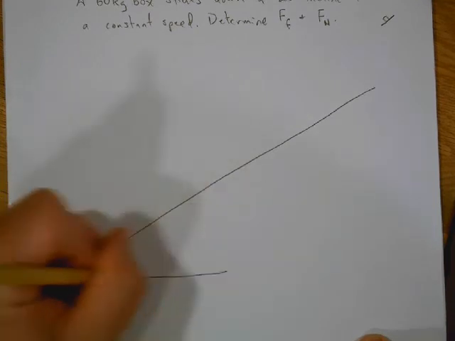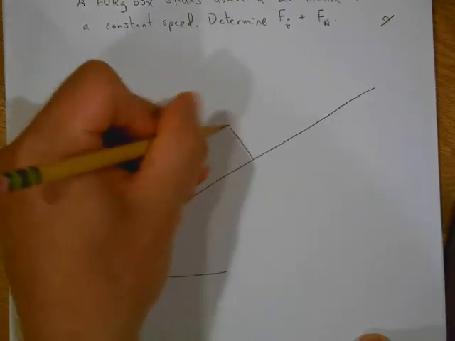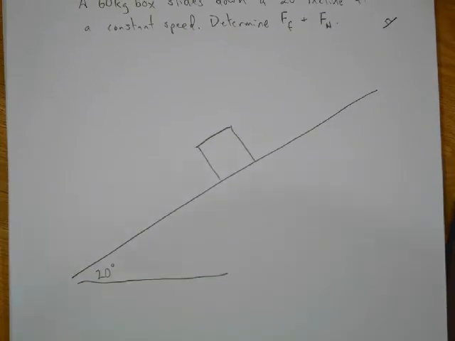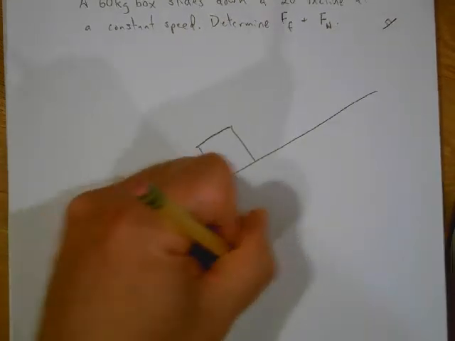Where this is 20 degrees. Here is my large box on an incline. Okay? You make it nice and big, especially the first time through. It's going to be way, way easier to see things. Okay? All right, so let's go through.